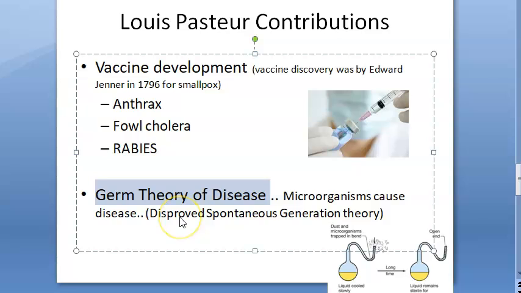Earlier, people were saying it is because of mal air, noxious air, vapors, spontaneous generation, crime, sins, etc. But then came what? The germ theory of disease.